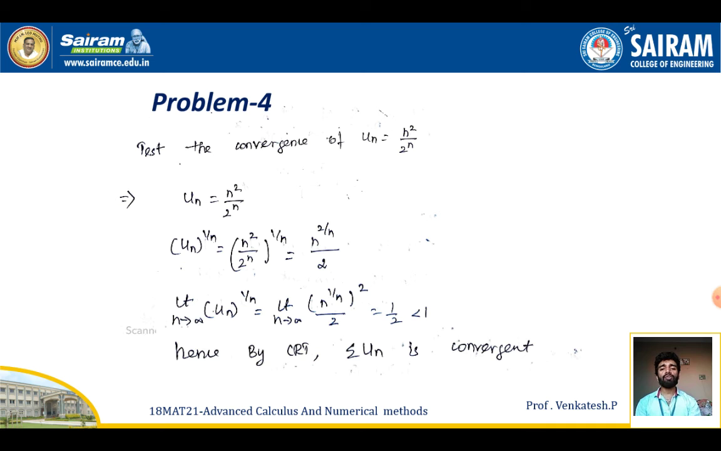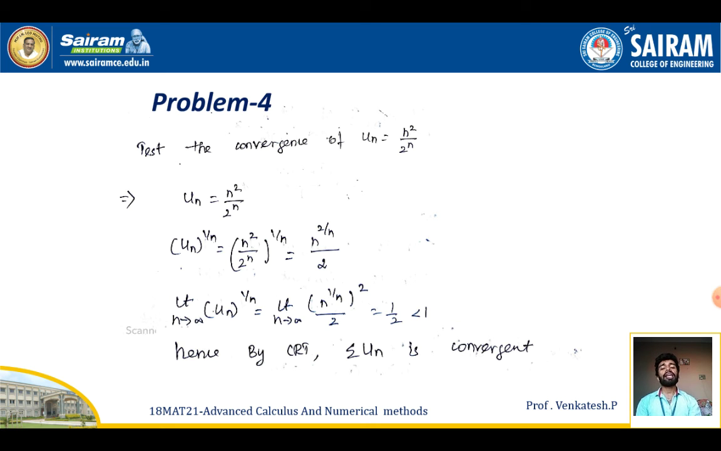I can take the constant 1/2 outside. I will write n^(2/n) like (n^(1/n))^2. After rewriting the equation, I am going to apply the limit n tends to infinity on both sides of the equation. So I got the equation: limit n tends to infinity of u_n^(1/n) is equal to limit n tends to infinity of (n^(1/n))^2 divided by 2.